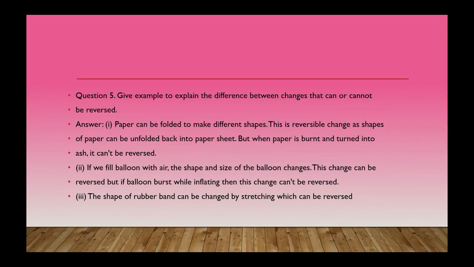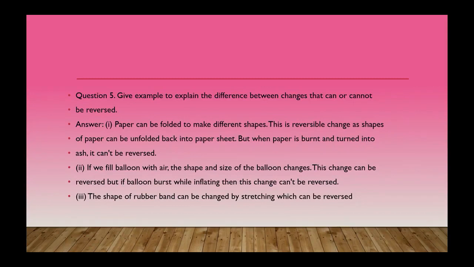That is what is explained here. Paper can be folded to make different shapes. This is a reversible change, as the shapes of paper can be unfolded back into a paper sheet, that we know. But when paper is burnt and turned into ash, it cannot be reversed. So they explain both processes here. If you fold or crush a paper, you are able to reverse it and make it a neat paper. But if you burn it, you can't get the paper back. So that is irreversible. Folding is reversible.